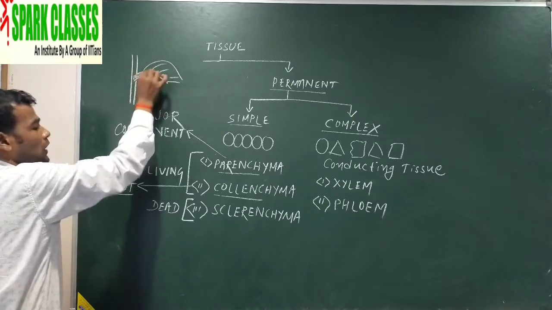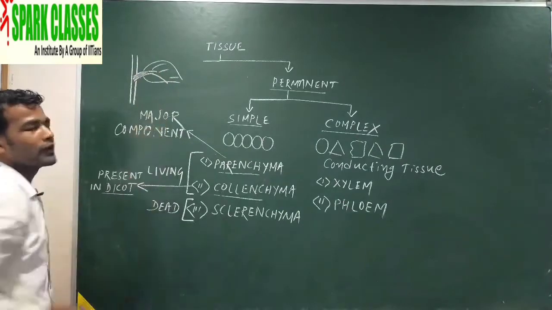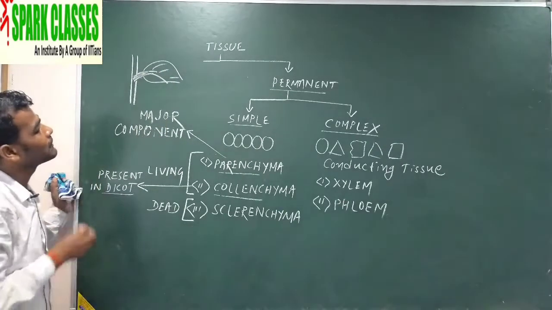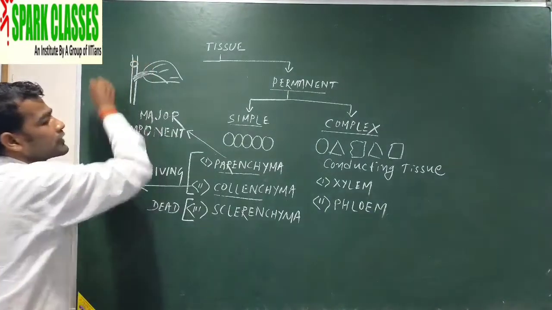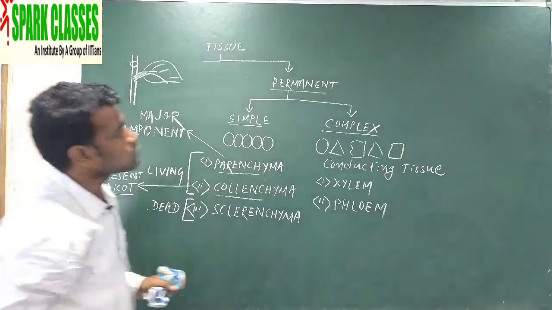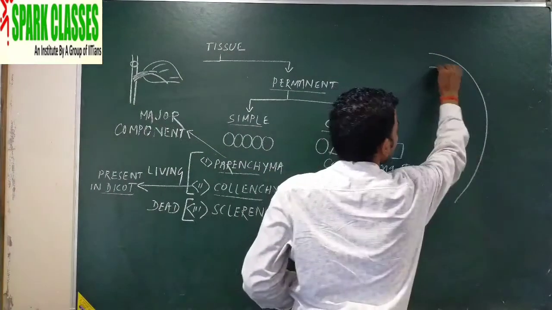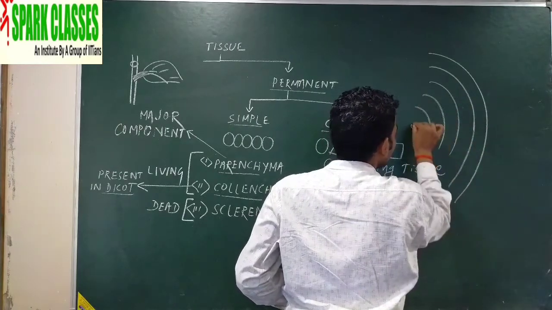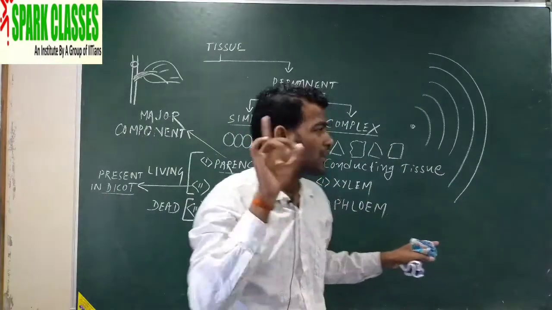So this part contains collenchyma. Collenchyma is present in the petiole of the leaf, just below the epidermis. Last class I told you what epidermis and hypodermis are. The outer covering of the plant is called epidermis, and just below the epidermis different layers are present: hypodermis, cortex, endodermis, pericycle, and the central part is pith. So these are different concentric circles, as I told you last class.